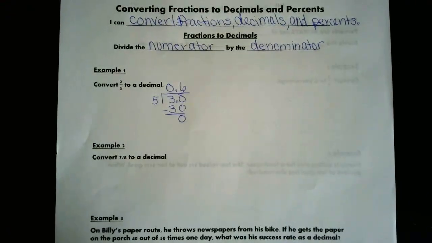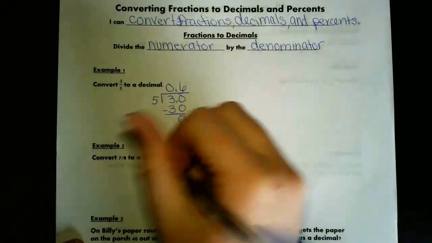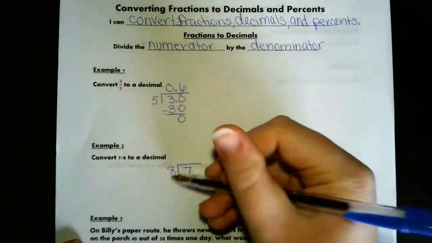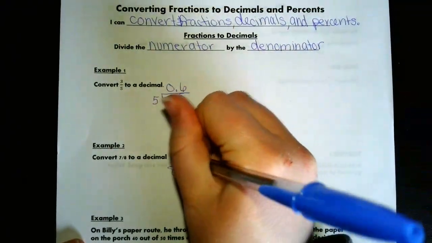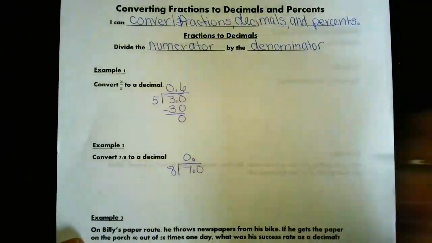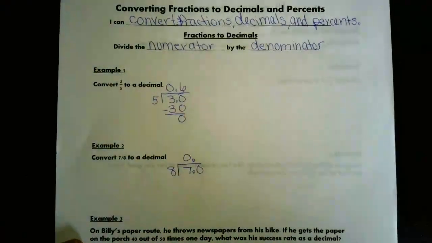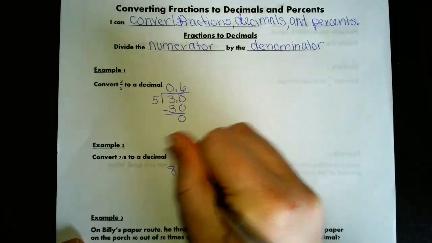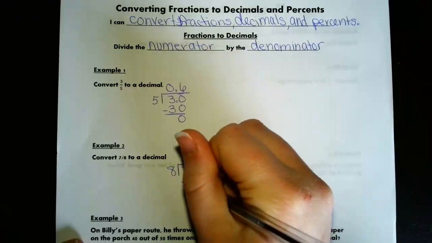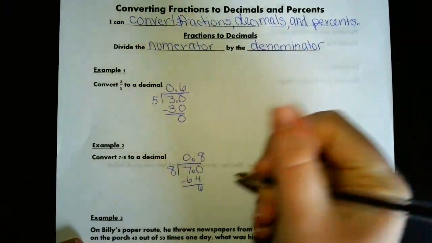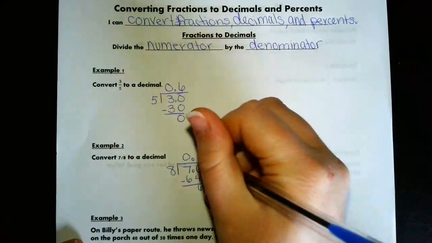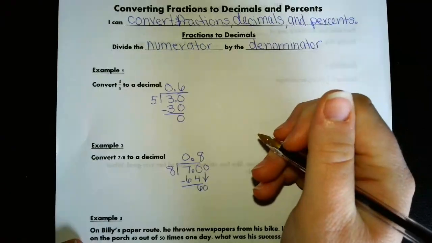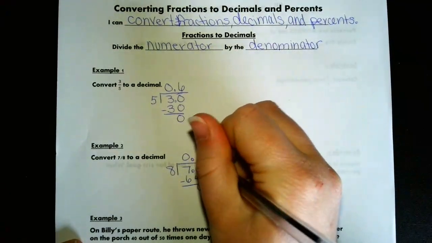So example 2, we do the same thing. 7/8. Long division. 7 goes inside, 8 goes outside. 8 cannot go into 7 evenly, so you add a 0 and a decimal point and do the division. 8 can go into 70 8 times. 8 times 8 is 64. 70 minus 64 is 6. We do not want a remainder, so we add a 0. Drop it down. Can 8 go into 60? Yes, it can. 7 times.